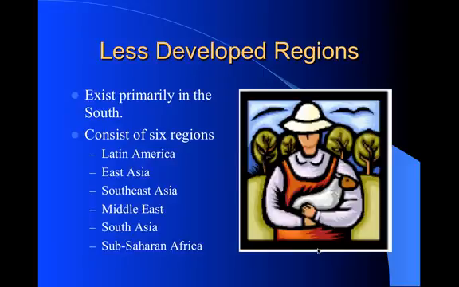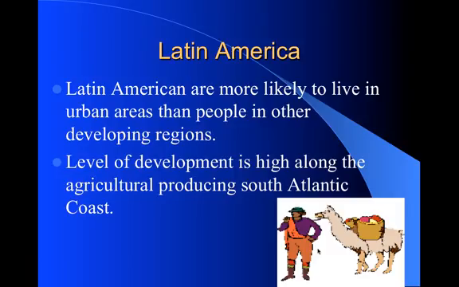Your less developed regions exist primarily in the south, as we talked about, and it consists of 6 regions. The best possible answer to who will be the next highest more developed area is Latin America. Latin America is seeing a growth in people that are living in the cities, and we saw this when we looked at our cities and urban land use. Continued growth of the cities in Latin America. Other people live in rural areas in less developed countries, not in Latin America. They have a very high level of development along the agricultural producing South Atlantic coast. So they're exporting things like beef, and they're exporting raw materials like that.